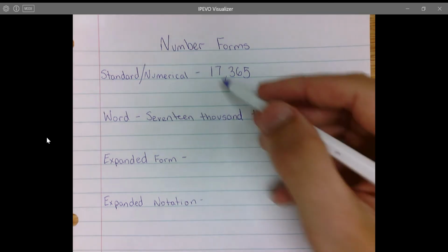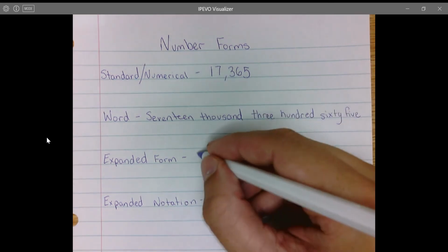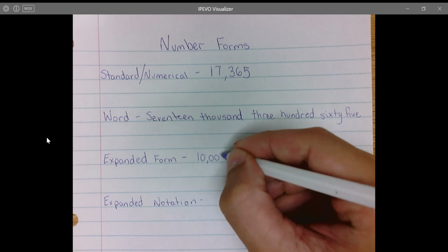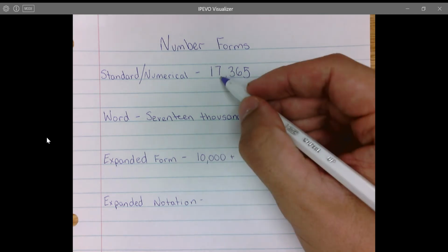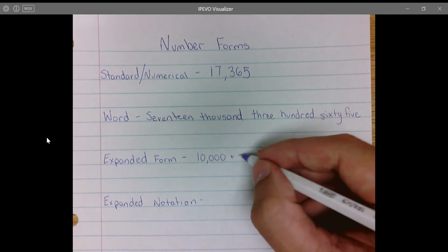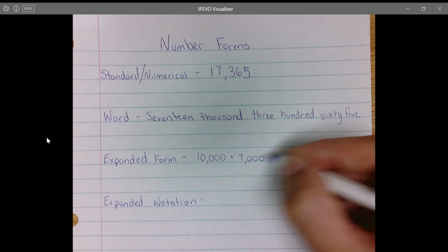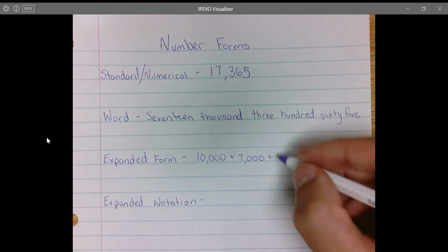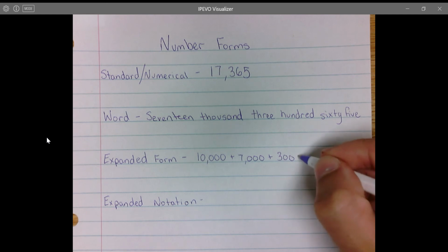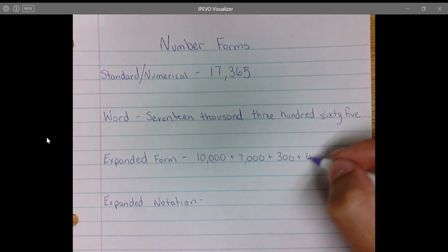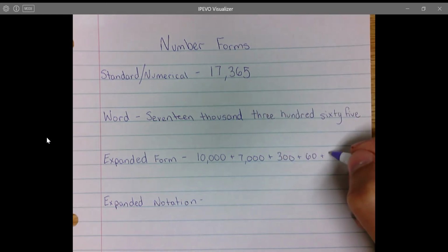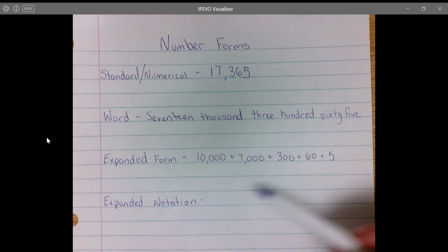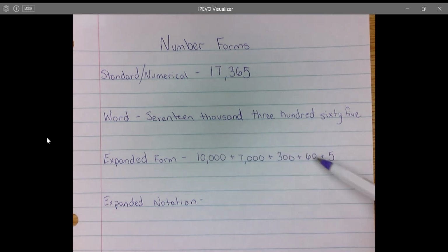So I could go one place value at a time, like I have 10,000, so 10,000 plus, and then I could go into my thousands. I have 7 of them, so 7,000 plus. I have 3 hundreds. Then I have 6 tens and 5 ones. So this is going to be the most basic expanded form. But I can combine any of these and we'll still get expanded form.